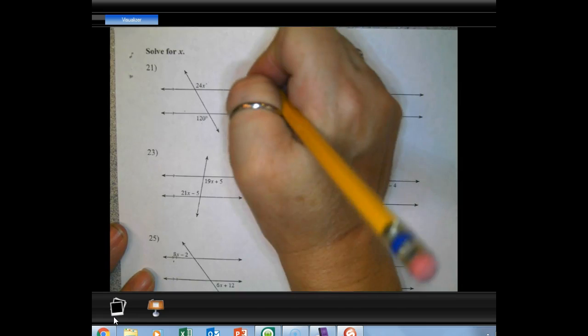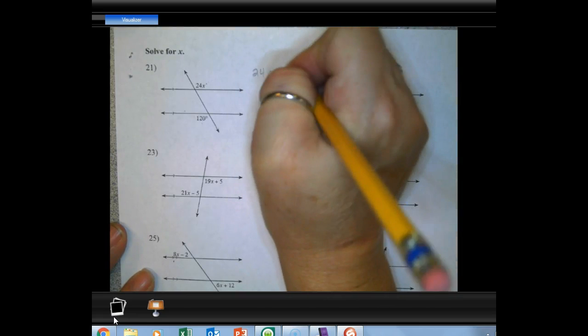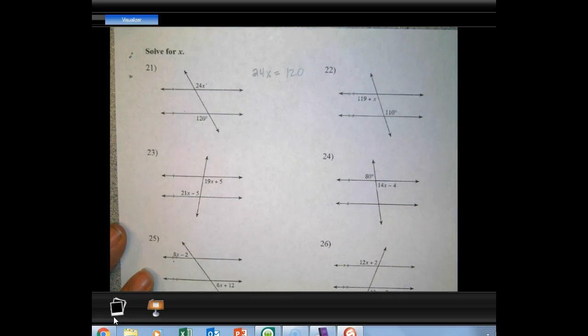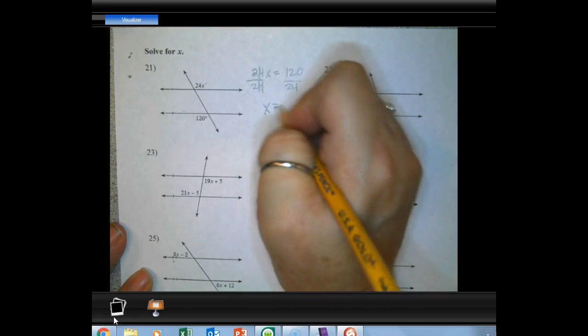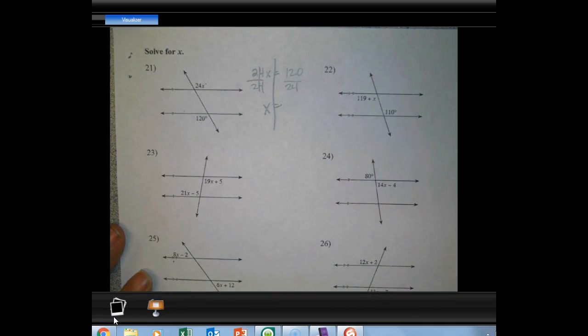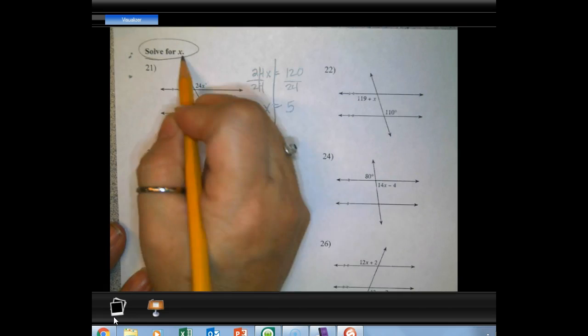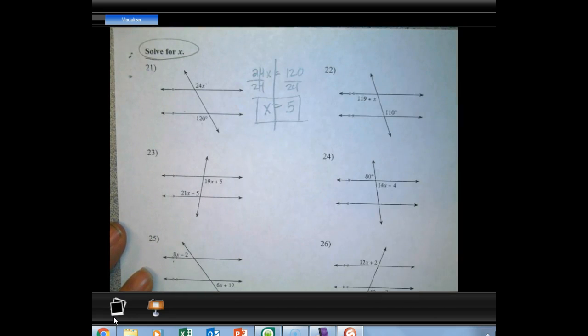So that's going to tell me that 24x is equal to 120. Can I solve for x knowing that? What do I need to do? Divide both sides by what number? When I do that, I'm going to get x is equal to what? Thank you, Dominic. X is equal to 5. What is it asking me to do? Solve for x. So all I want to know is what x is equal to. For now.